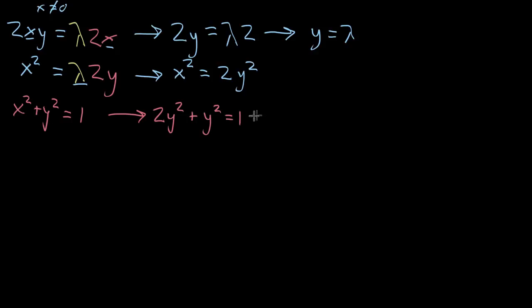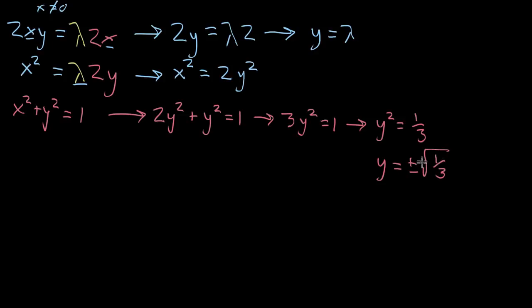And then from there, it simplifies to 3 times y squared equals 1, which in turn means y squared is equal to 1/3. And so y is equal to plus or minus the square root of 1/3. Great. So this gives us y, and I'll go ahead and put a box around that.